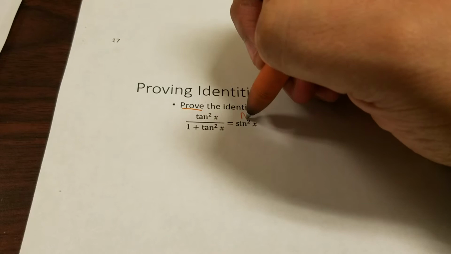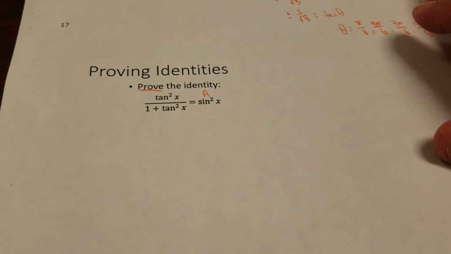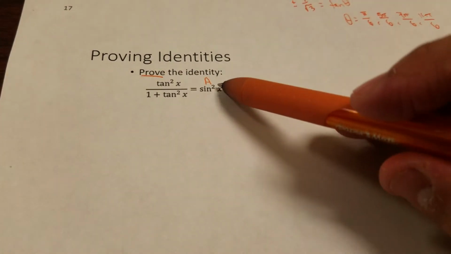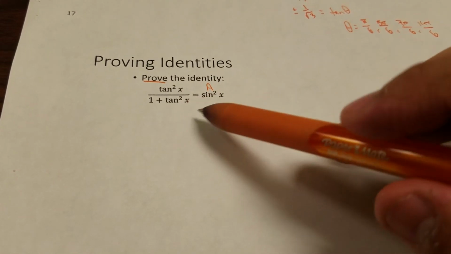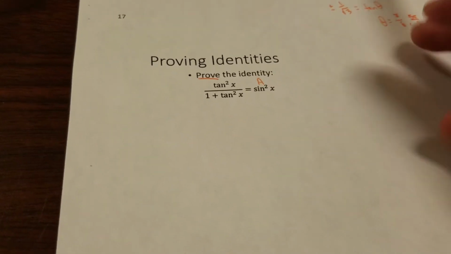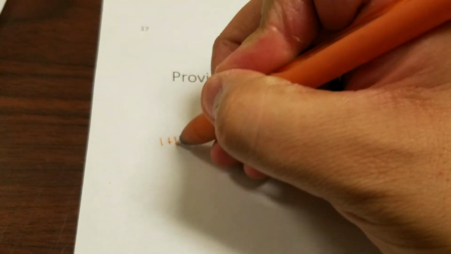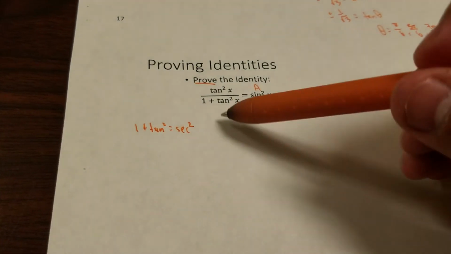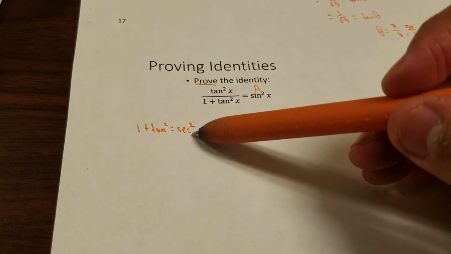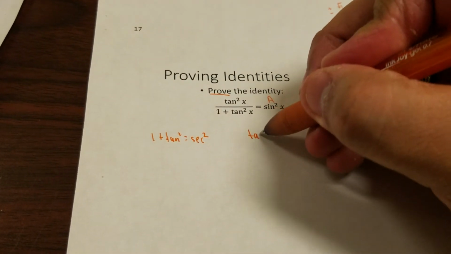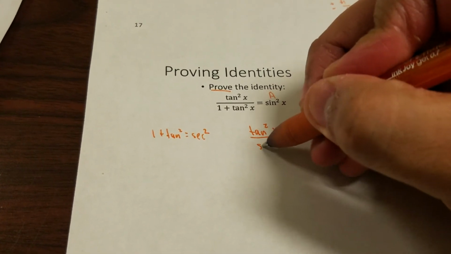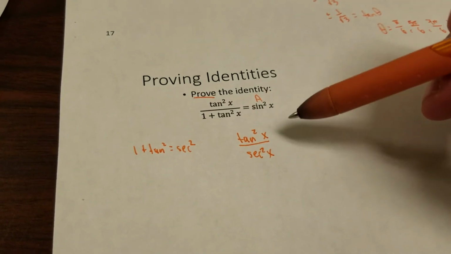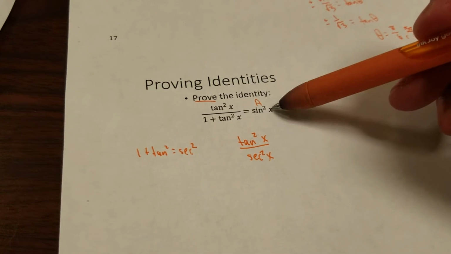Okay, and last problem here. Prove this identity. So proving means I have to choose a side to work on, and the other side is going to be the answer. So at the end, I need to show the work. I do have one identity that says 1 plus tangent squared equals secant squared. So this bottom part right here equals secant squared. So I'm going to rewrite this. And right here, this does not look like that, so I'm still not done. I have some work to do.